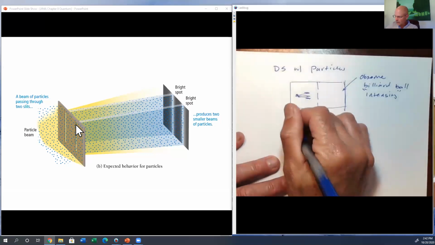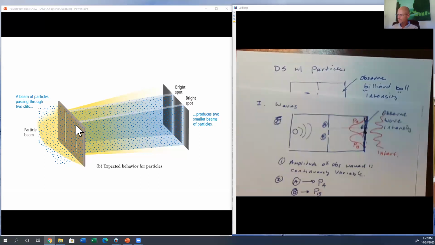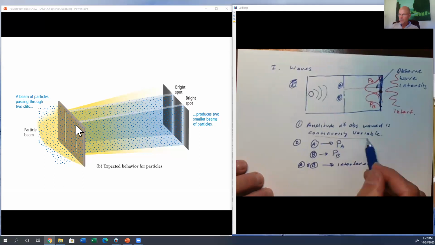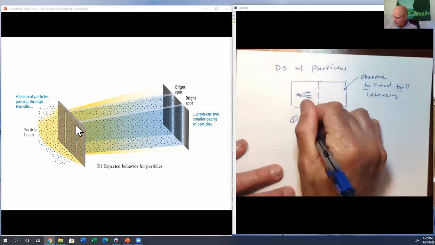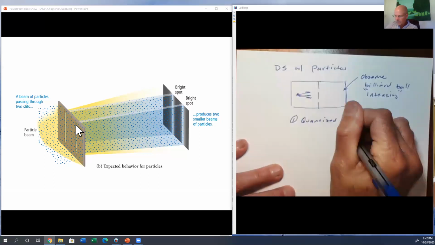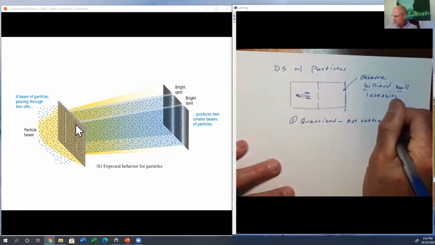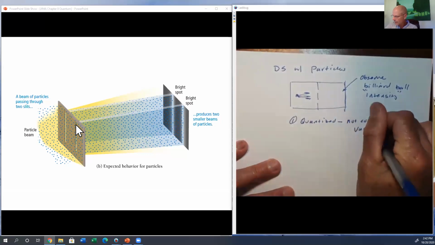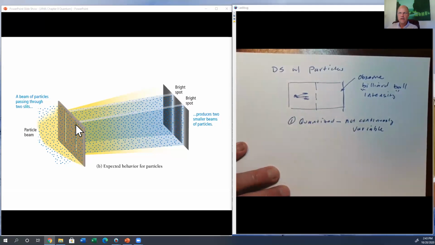So the first thing you notice is that unlike waves, which have a continuously variable intensity, billiard balls are quantized. They come in packets of 1. They're not continuously variable. You never see a half a billiard ball or a quarter of a billiard ball or a third of a billiard ball. You count them 1, 2, 3, 4. Billiard balls are particles. They come in packets of 1. They're quantized, okay?